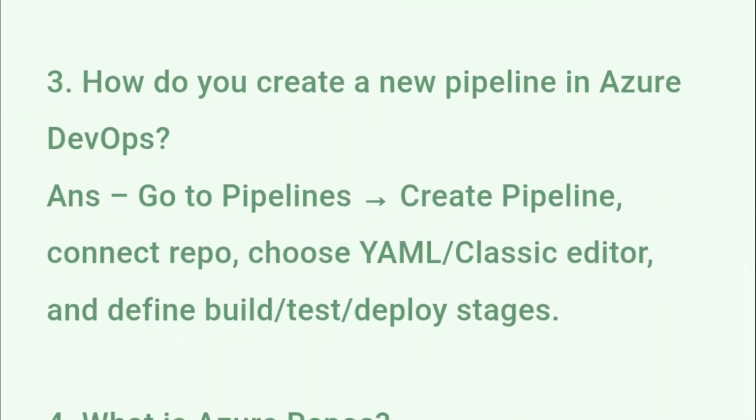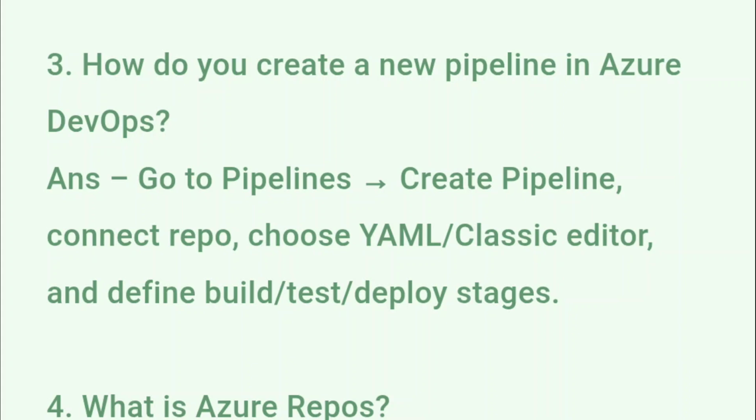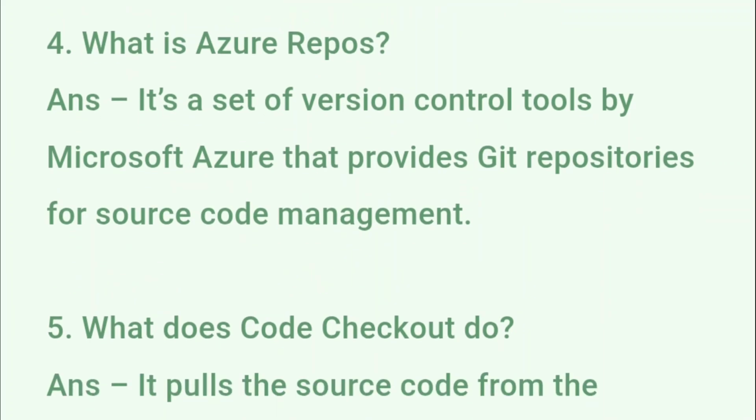The third question was, how do you create a new pipeline in Azure DevOps? We usually create a new pipeline by using a YAML script, and this is the short answer. We need to go to Pipelines, and there is a create pipeline option. While creating a pipeline, it will ask to connect a repo, and we can choose the YAML or classic editor, both are editors. Then we can define the pipeline stages like build, test, and deploy stages.